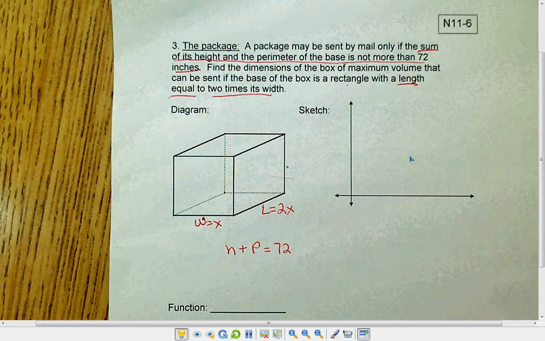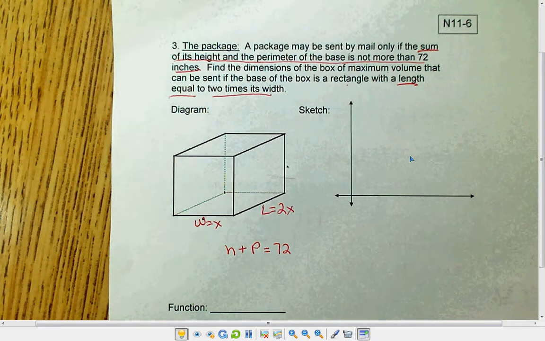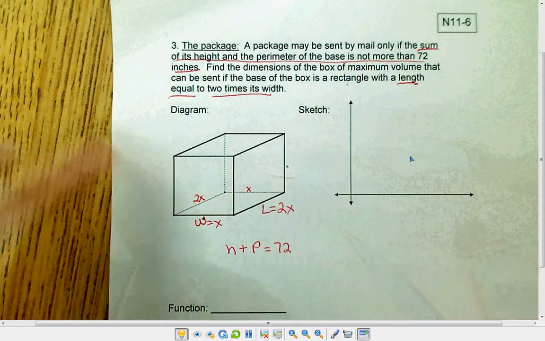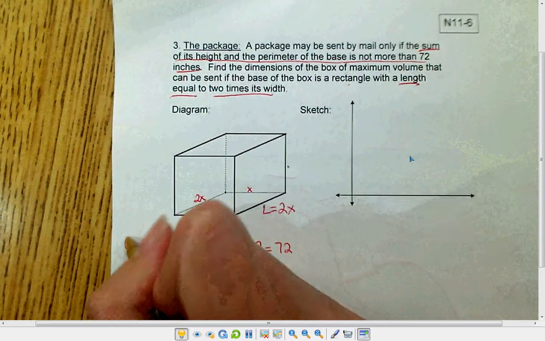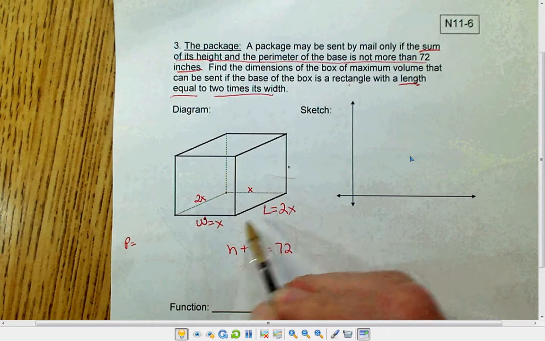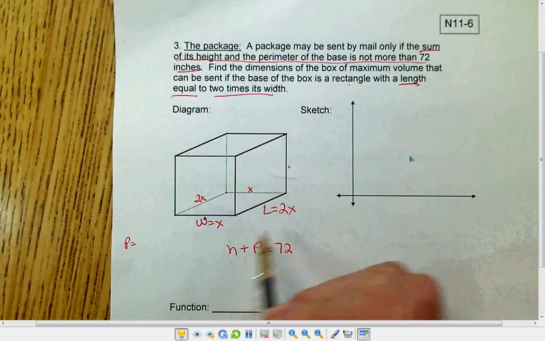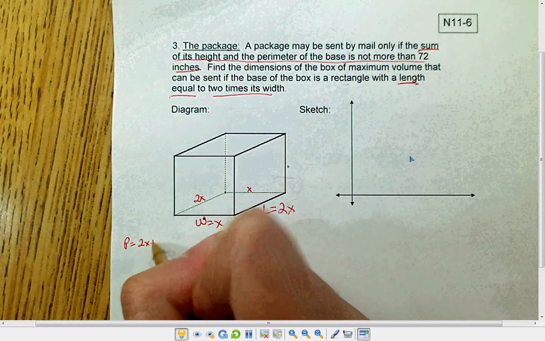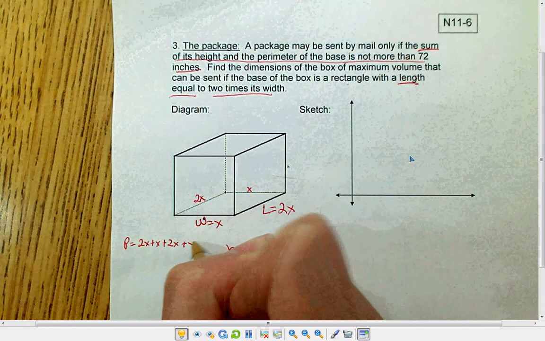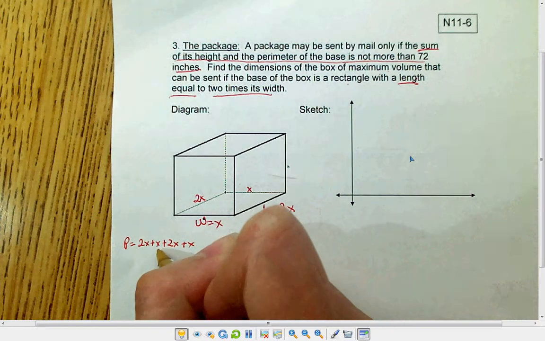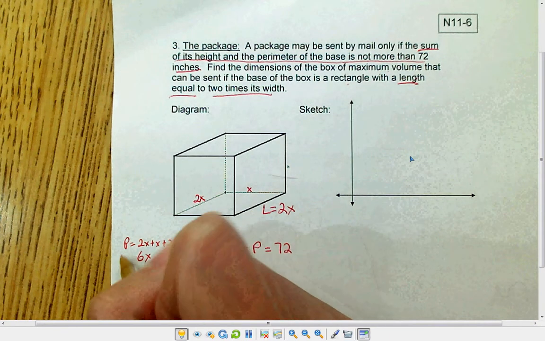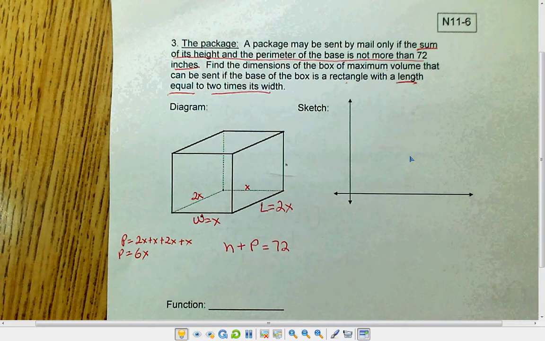So the perimeter of my base, if my width is x and my length is 2x, what this means is the other side of this must be x. The other side of this must be 2x. So my perimeter is 2x plus x plus 2x plus x. So I'm just adding together all four of these sides, which gives me 2x plus 1x is 3x, plus another 2x is 5x, plus another x is 6x. So my perimeter of my base is 6x.